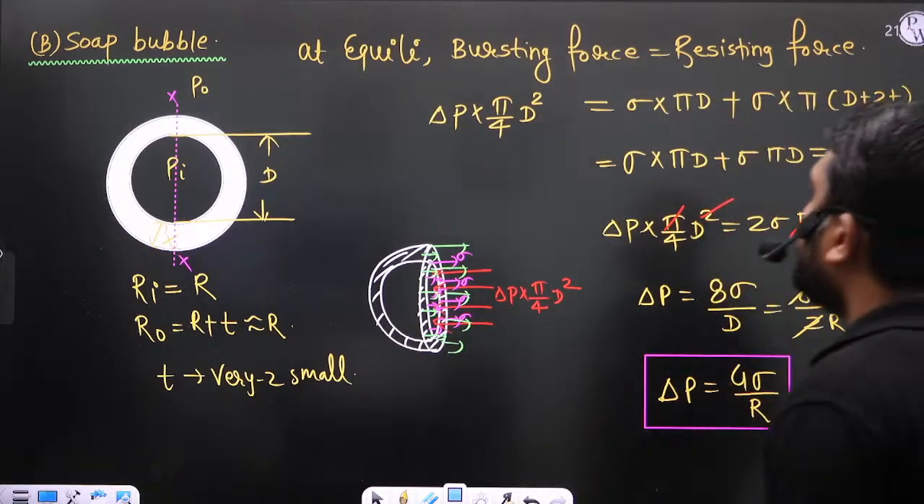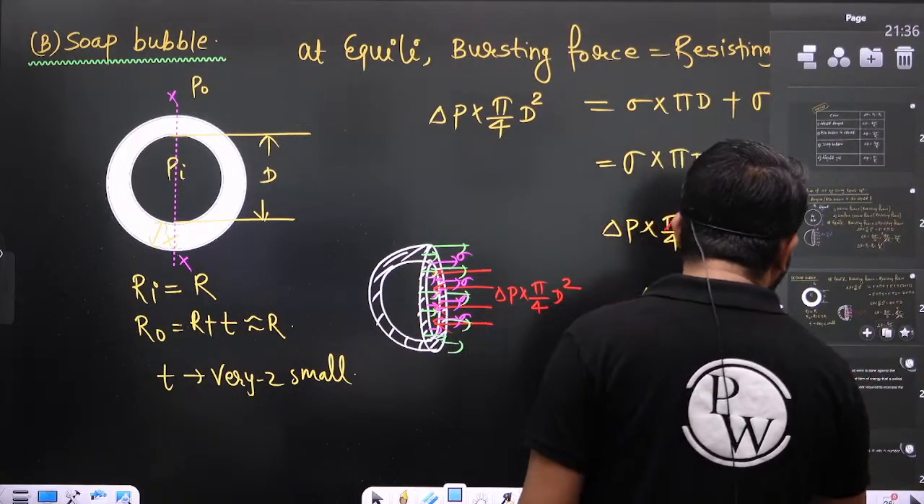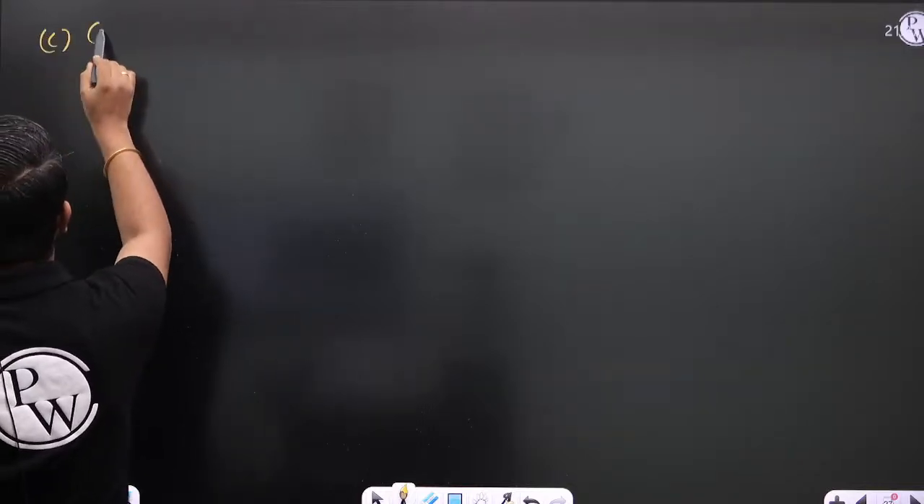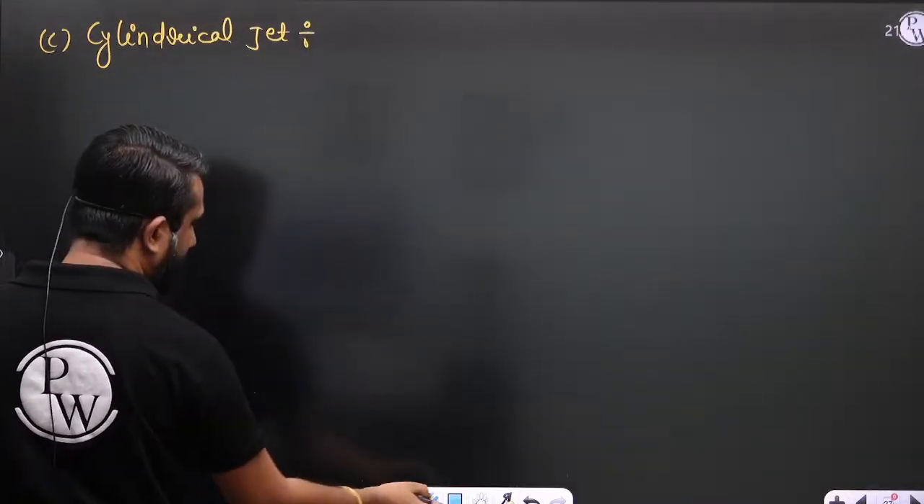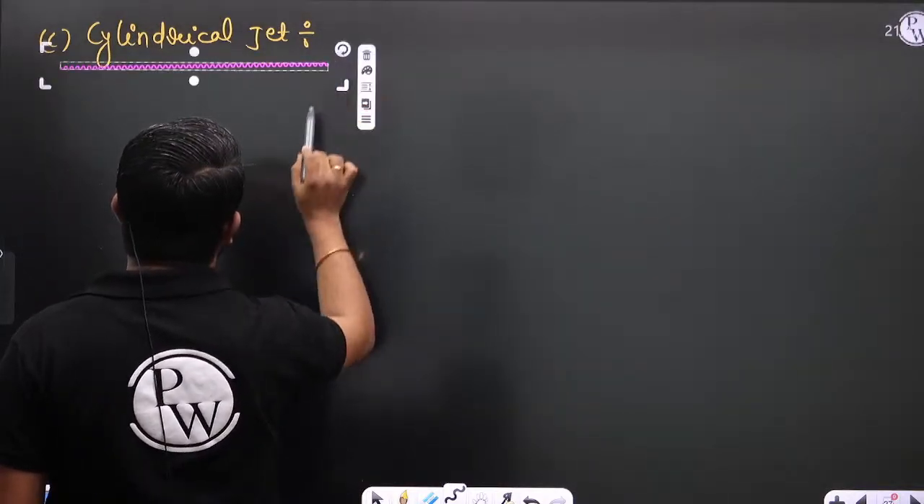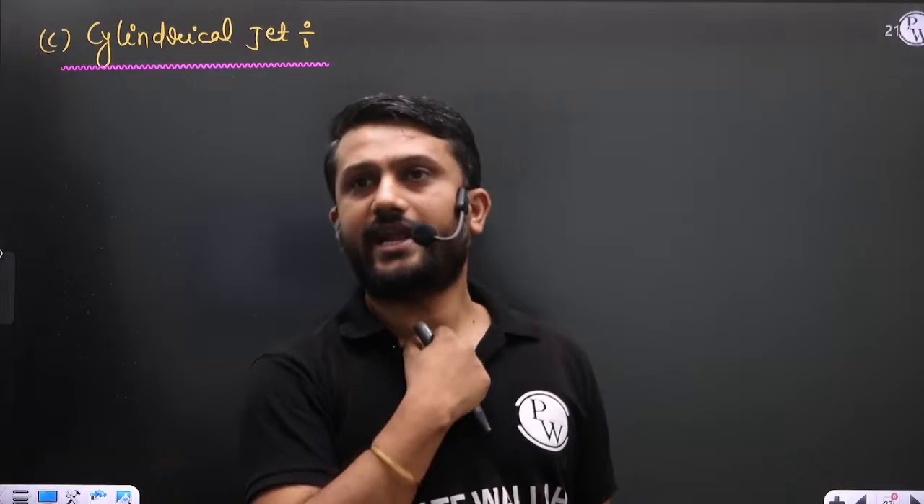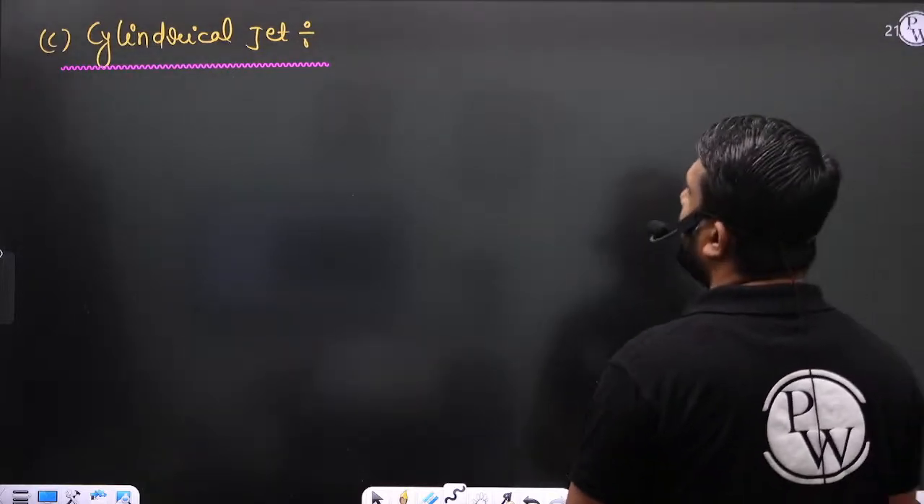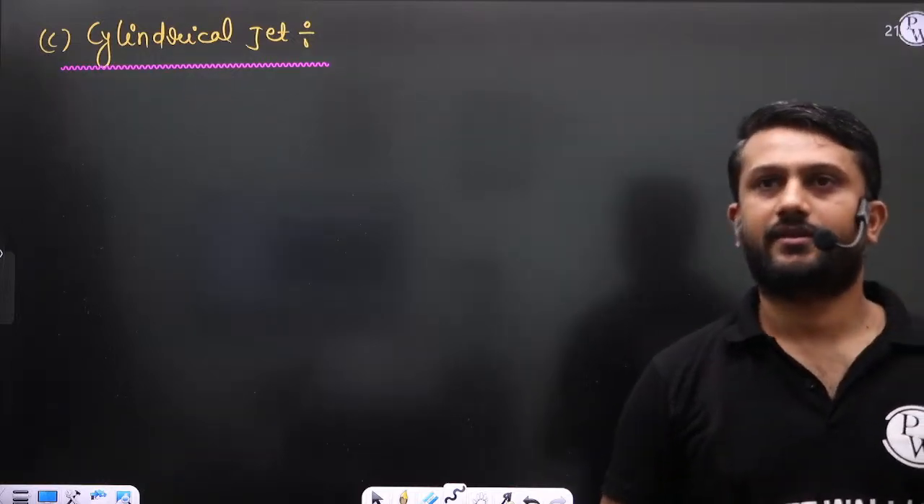Fine. Now in case of the cylindrical jet, can you find out? Take 2 to 3 minutes and try for the cylindrical jet by using the equilibrium equation. Calculate delta P for the cylindrical jet by using the equilibrium equation.